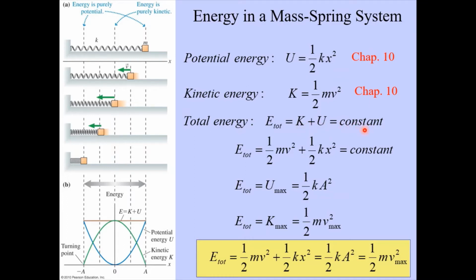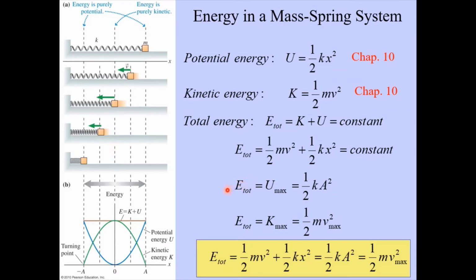It doesn't change. It will go back and forth between kinetic and potential energy as this thing slides back and forth. However, the total amount of energy has to remain the same because energy can't be created or destroyed. So the total energy of the system is the kinetic energy, 1/2 mv squared, plus the elastic potential energy, 1/2 kx squared. And again, that's equal to a constant.